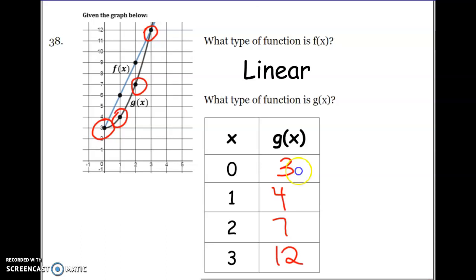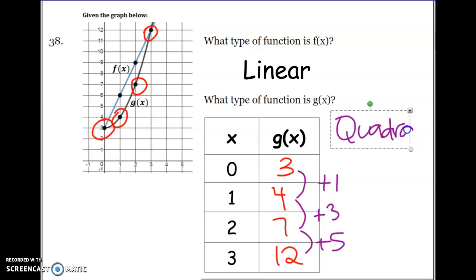And so what I'm noticing is that if I add 1, I can get from 3 to 4. 4 plus 3 would give me 7, and 7 plus 5 would give me 12. That is not a multiplication pattern, that is a second difference again, and therefore this is going to be quadratic for the g of x. So just be careful not to assume what it looks like. If you are looking at a picture of a graph or a diagram, you want to organize that in a table first.